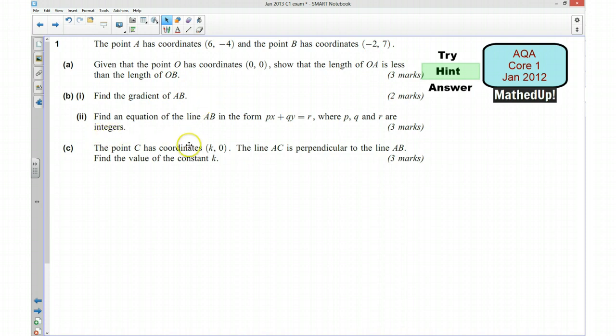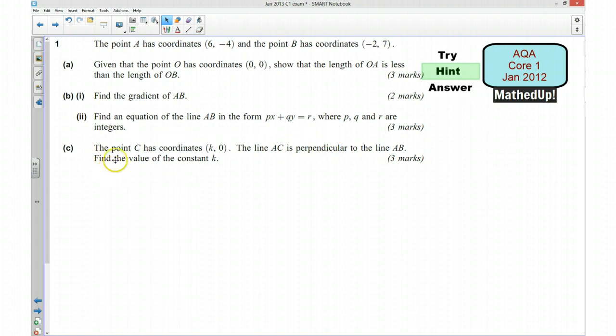Part 2 asks us to find an equation of the line AB in the form px plus qy is equal to r, where p, q and r are integers. So from part 1 of part B, you'll already know what the gradient is. We also know a point that the line passes through, so that will give us enough information to write down an equation, and then we need to manipulate the equation so that we've got it in this form, where p, q and r are integers.